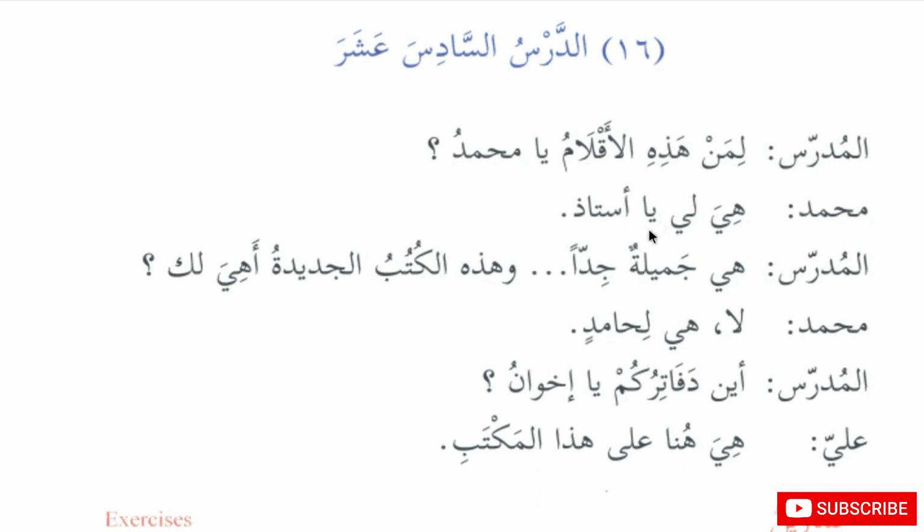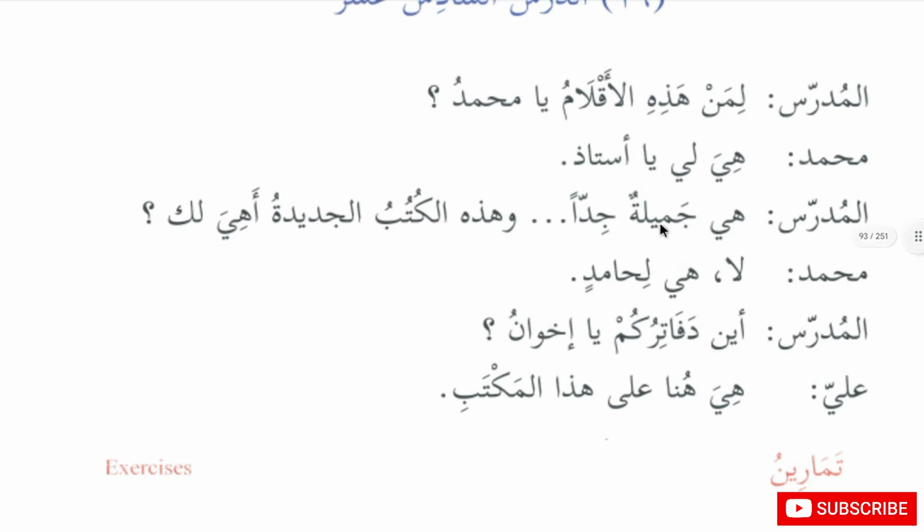يا أستاذ, oh teacher. هي جميلة جدا. Again, referring to pens, they are جميلة جدا. جميلة is female singular. You will notice it's also a female singular noun. جميل, and then we add the ta marbuta to make it female singular. So grammatically speaking, it's female singular, so we have to say هي here. هي جميلة جدا. They are very beautiful.